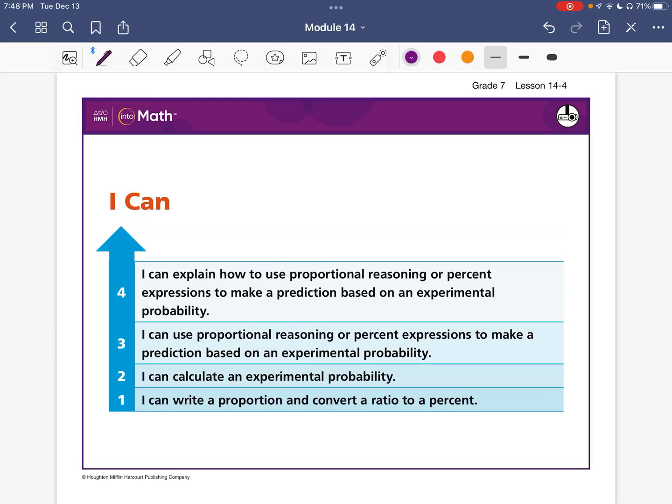This is grade 7, module 14, lesson 3. Our I can statement is: I can use proportional reasoning or percent expressions to make a prediction based on experimental probability.